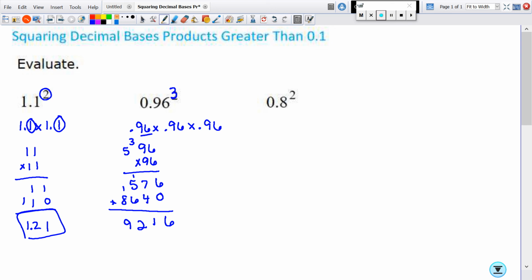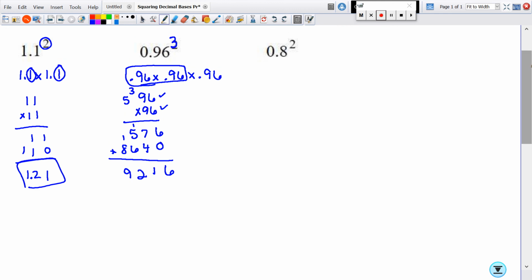But that's just the first 2 that I just did. I did 1 here and 1 here. But it had an exponent of 3. So now I've got to multiply it by 96 again. Notice I'm still not putting decimals in yet. We don't put decimals in until our final answer.